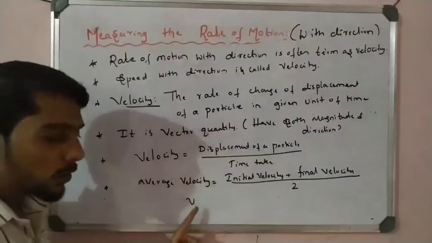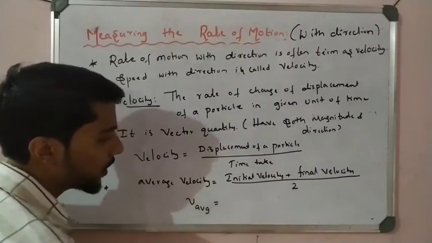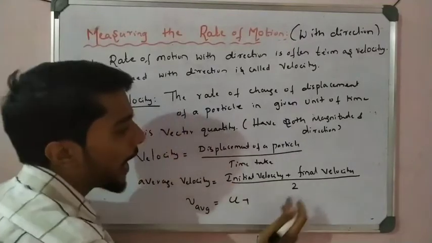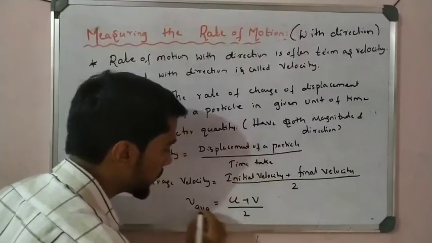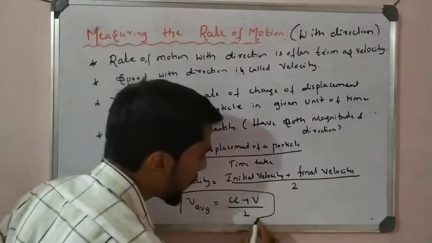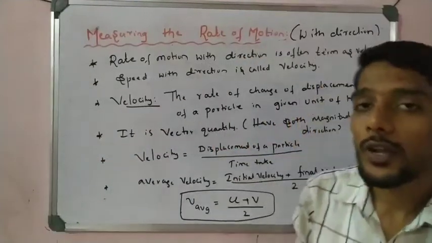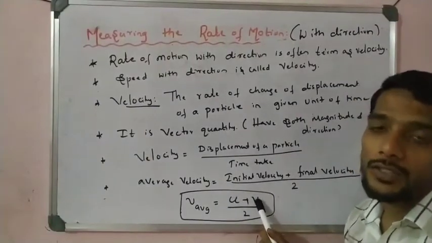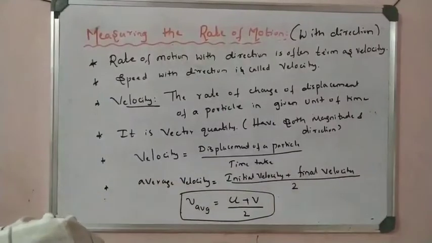Velocity is represented by v. So average velocity v is equal to u plus v divided by 2, where initial velocity is small u and final velocity is small v. So how to calculate average velocity? Average velocity is calculated as initial velocity plus final velocity divided by 2. That is called average velocity.